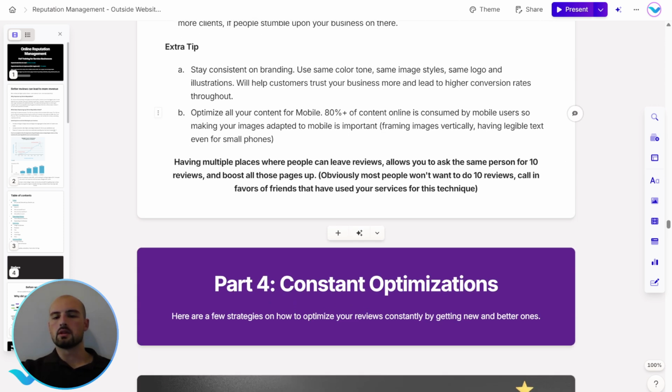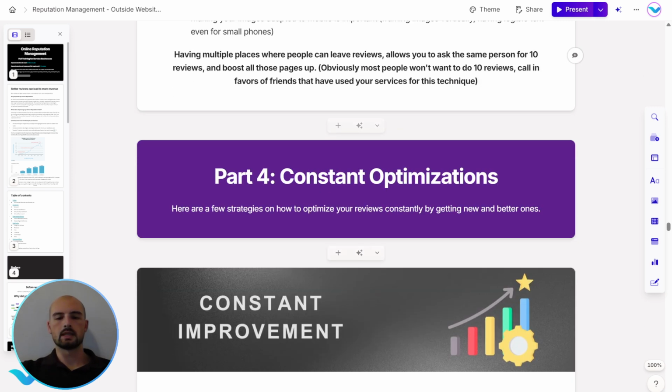Having multiple places where people can leave reviews allows you to ask the same person for 10 reviews. We're going to talk about that. But basically, if you have a good relationship with them, you could ask the same person to review you on every single platform. So you're getting a review on Google, on Yelp, on Facebook, and every single platform is ranking higher and higher. Your competitors probably aren't doing that. So maybe on Google My Business you're losing against them, but on Facebook you're going to have more than them, on Yelp you're going to have more than them, and so on. So for the 20% of people who see you on those other platforms, you're going to be the best one. Even if on Google you are not, those people are going to consider you the best one. So something to keep in mind.